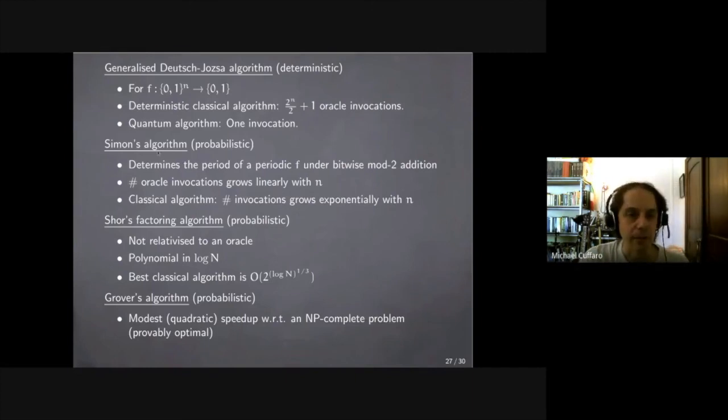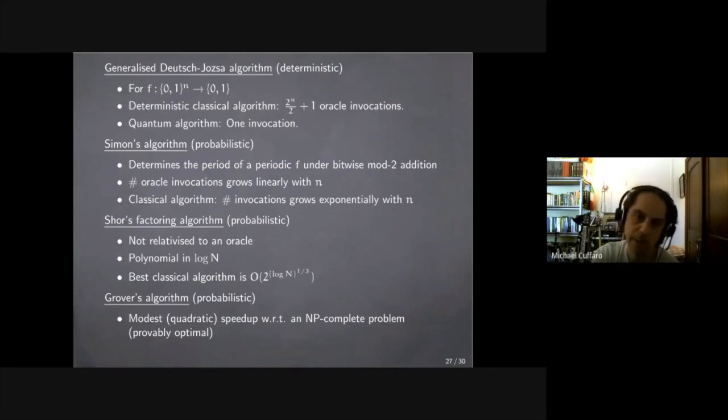Now, Simon's algorithm, which I'm not going to go through, is a probabilistic algorithm. The steps are not that different from what we've seen, but instead of giving us a state that we can measure to distinguish one answer from another with certainty, we have a state such that measuring it gives us, with high probability, the answer to our question. And if the probability is not high enough, we can always run the algorithm again and make the probability higher. So Simon's algorithm determines the period of a function that's periodic under bitwise mod 2 addition.